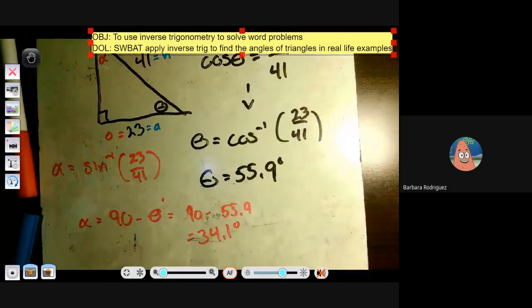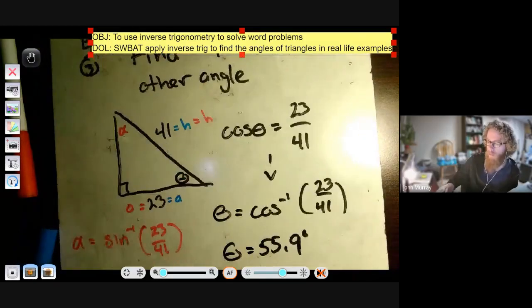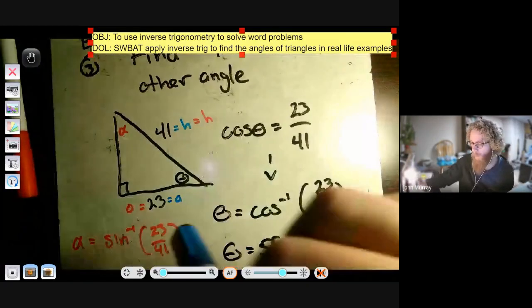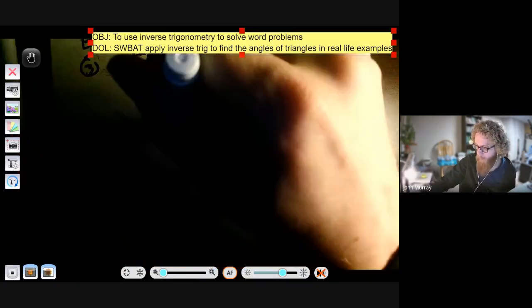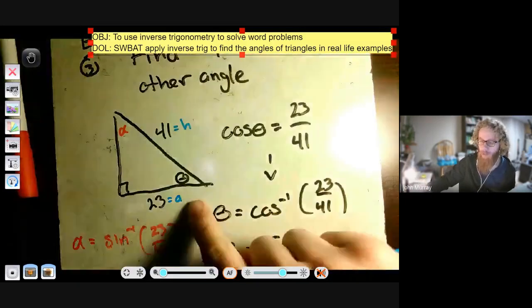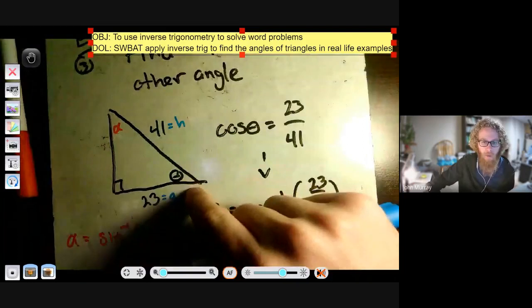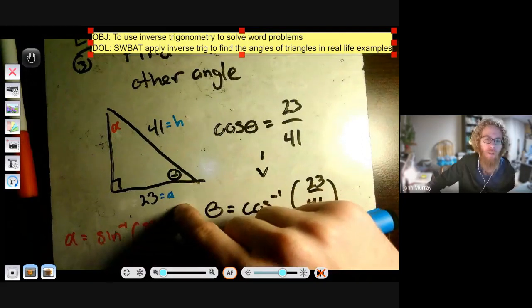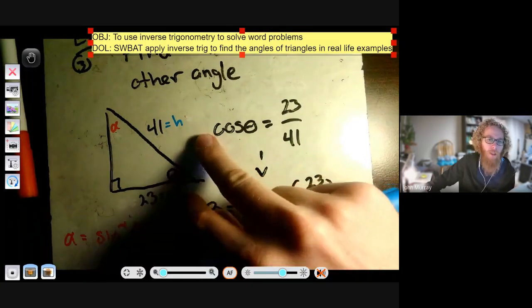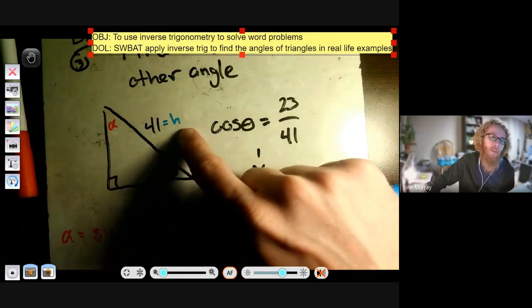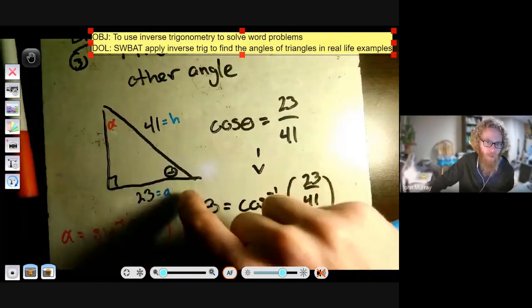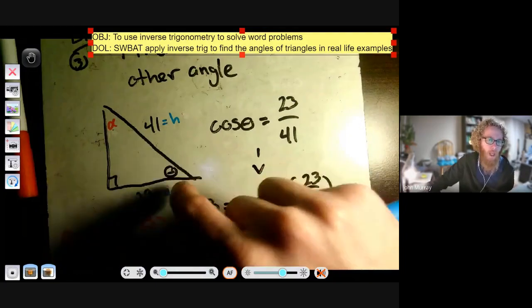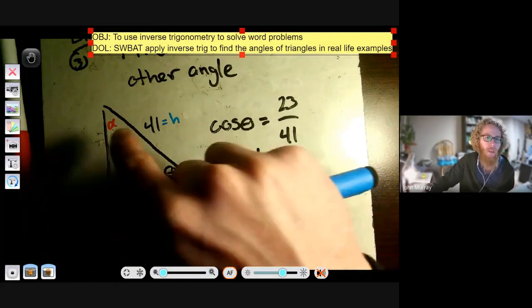Mr. Murray. All right. What's up? Why does the adjacent turn into opposite? Like, what does alpha do? Okay. So for the original problem, right, this was my angle of reference. So with this as my angle, both sides are touching. But this is the hypotenuse, so the hypotenuse is always hypotenuse. And this would be the adjacent side because it helps make up that angle.